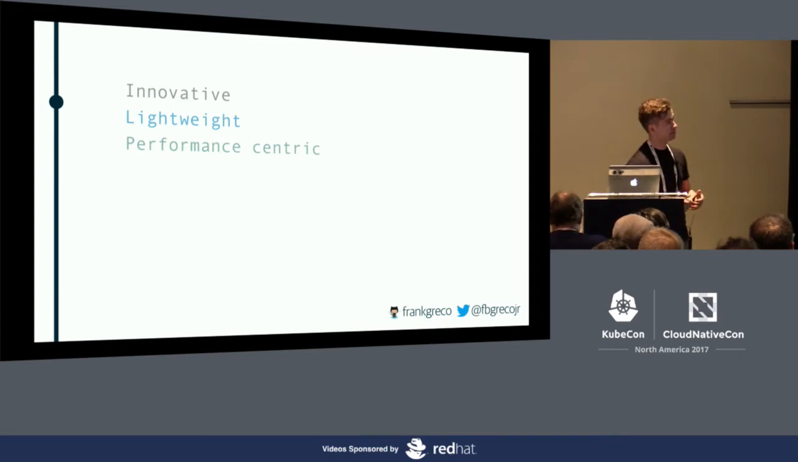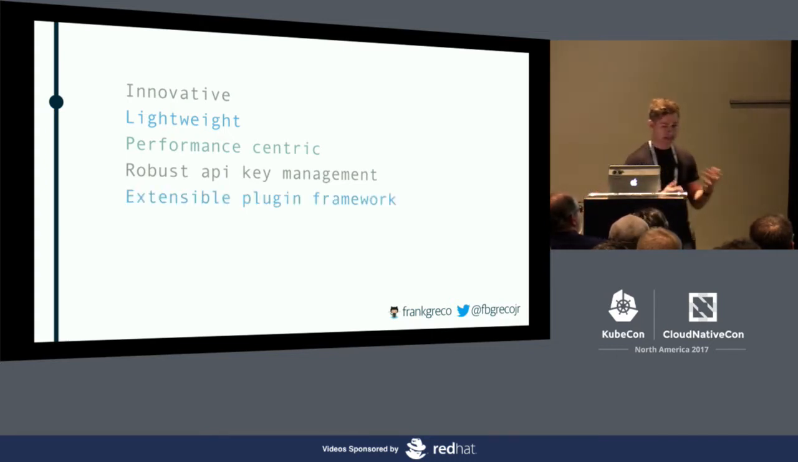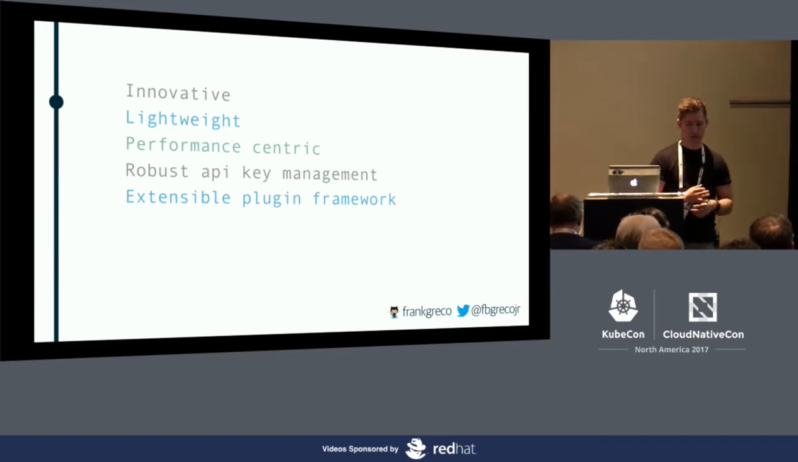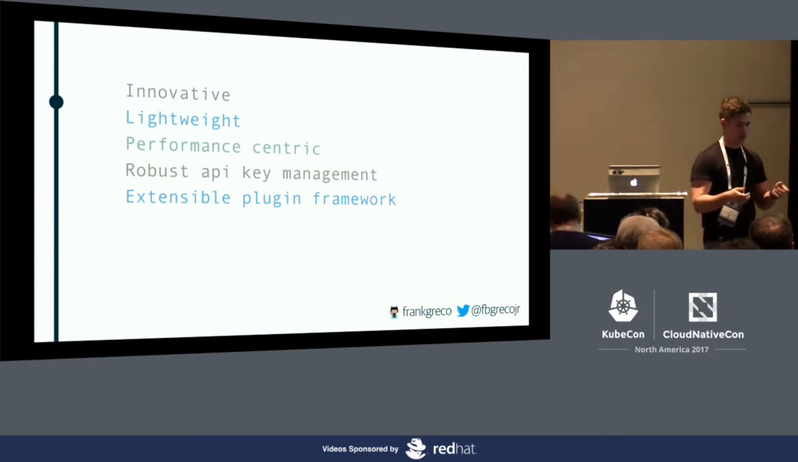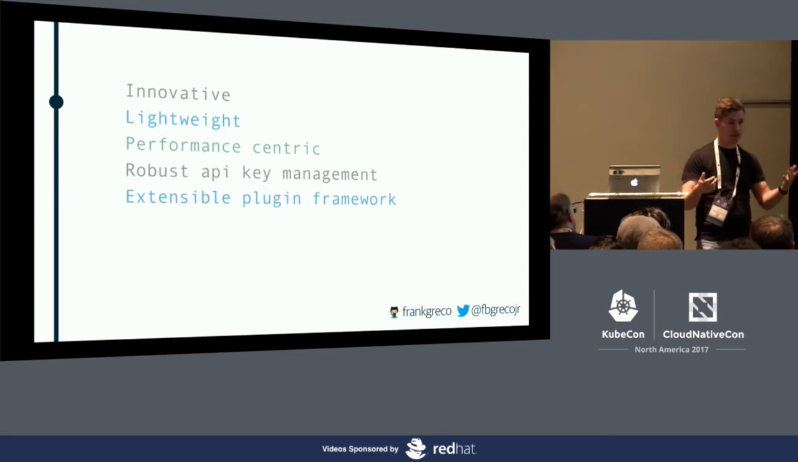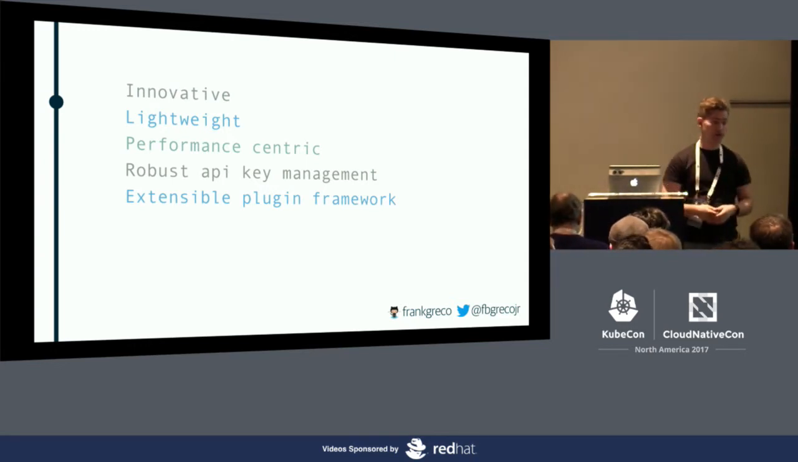Performance-centric, so this probably goes without saying, it's a middleware component, so it needs to be very performant. Robust API key management at the heart of any API management tool. This is a big piece of it, so we needed to have a robust Kubernetes native way to handle it. Needed to have an extensible plugin framework. So again, you'll also see this with API management vendor solutions. It's maybe not a good idea to hard code every single possible thing that you might want to do into an API gateway, but create a way where other people can add their own functionality.